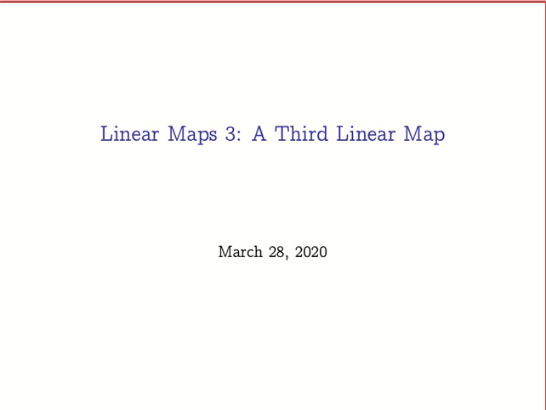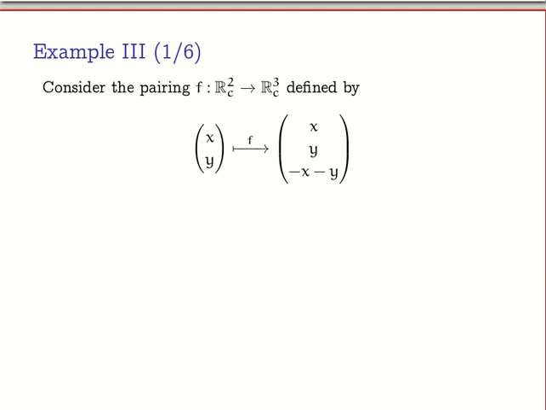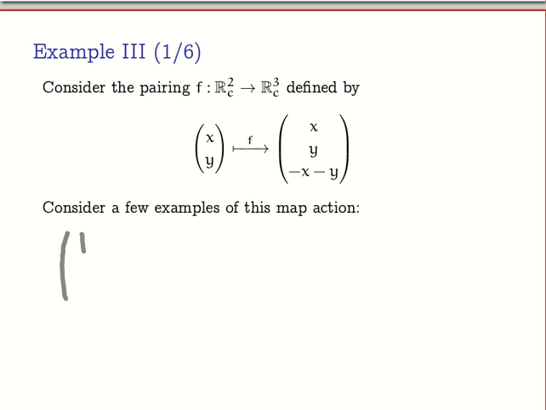Let's now consider a slightly more complicated linear map. This is a linear map between R2, the space of two-tall vectors, and the space R3 of vectors with three components, defined by the mapping shown here. Now let's take a few examples to consider what this map actually means.